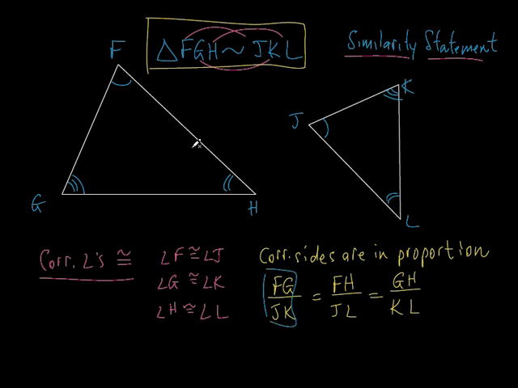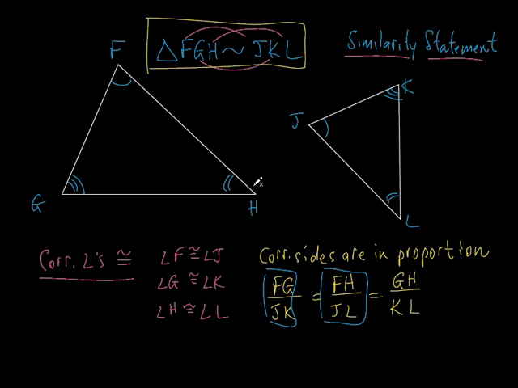Let's do FH. FH is opposite the angle with three arcs. So look at this one. This is the angle with three arcs. What side's opposite that? JL. So FH and JL go together. See that? I hope I'm not making this more confusing. I'm just trying to show you some little things here. I think it's pretty cool.